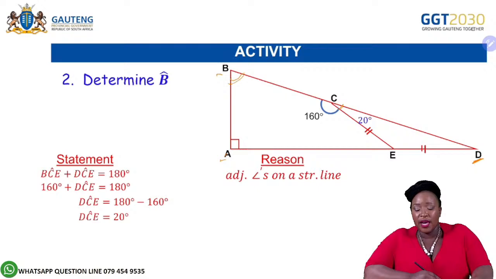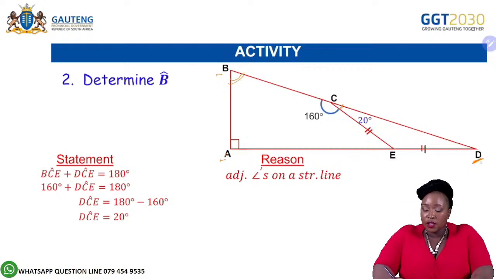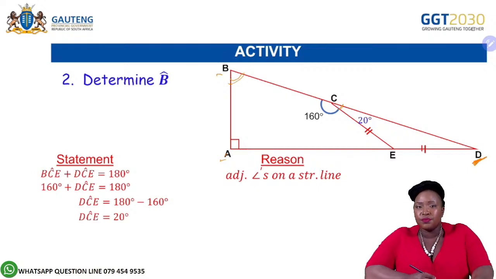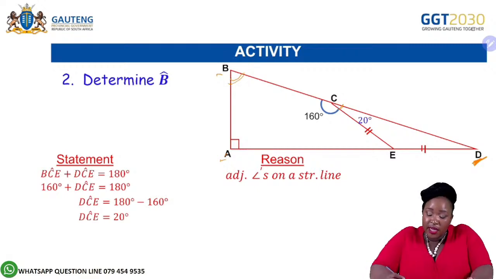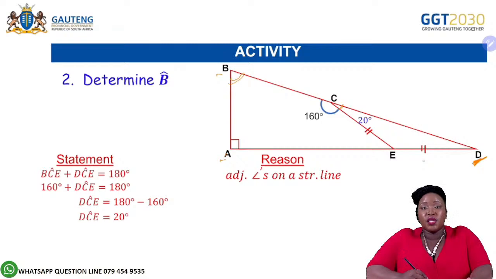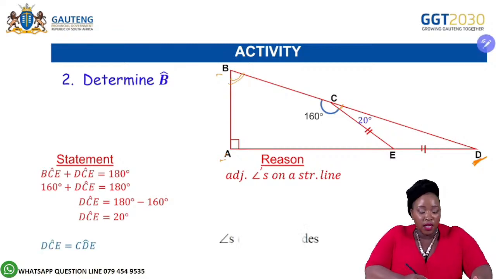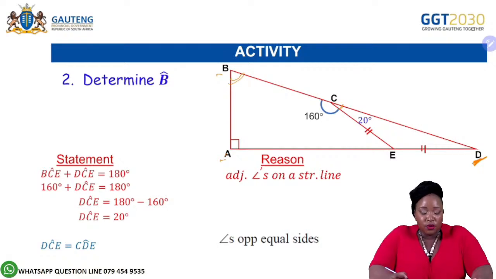What do you do with that? Because you're actually just looking for angle D, right? So what you do from here is to pay attention to the fact that you've been given an isosceles triangle, which means that angle DCE is equal to angle CDE. All right.